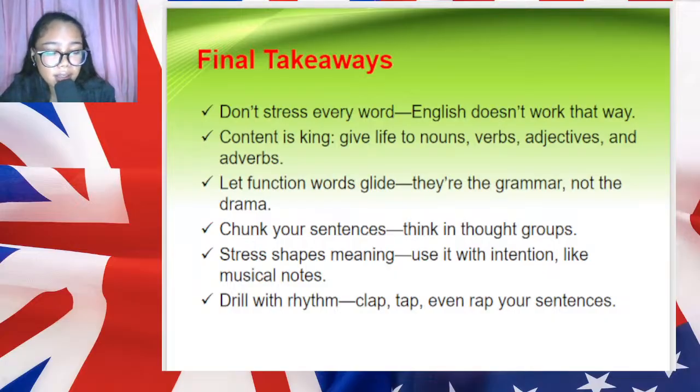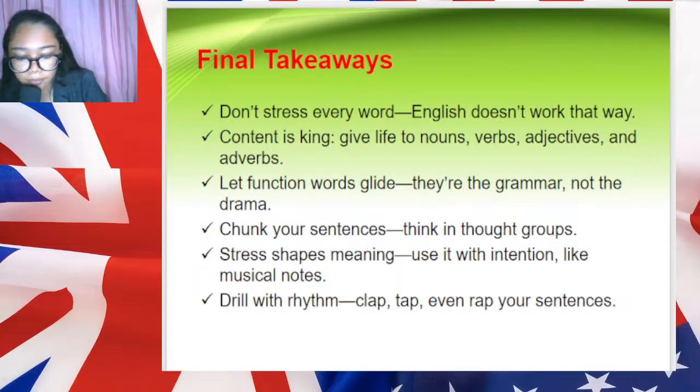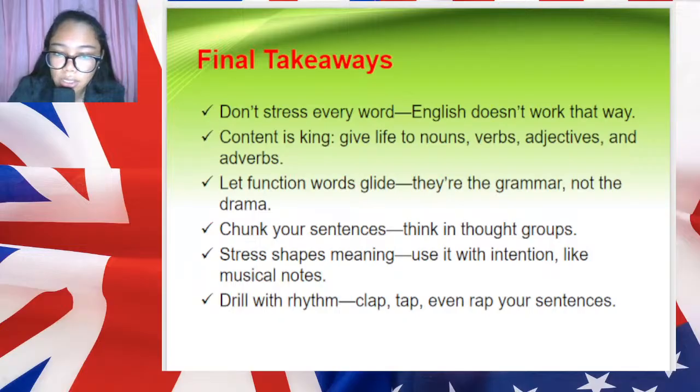Let's move on to the sixth and last takeaway. Our last takeaway is drill with rhythm. Clap, tap, even rap your sentences. That's quite new, right? That's unusual, but I guess they said this to actually help us properly learn these sentence stresses.